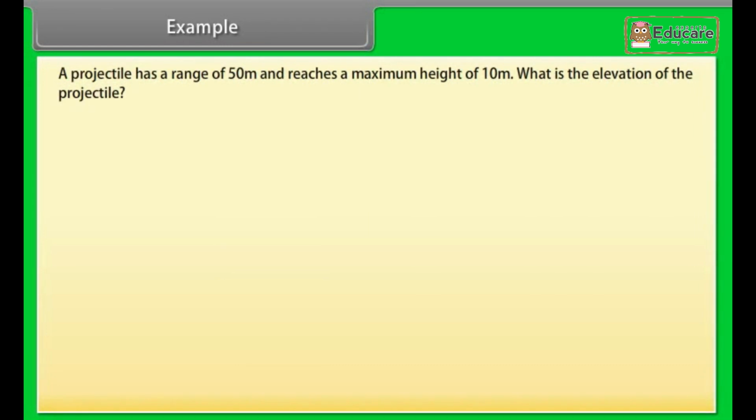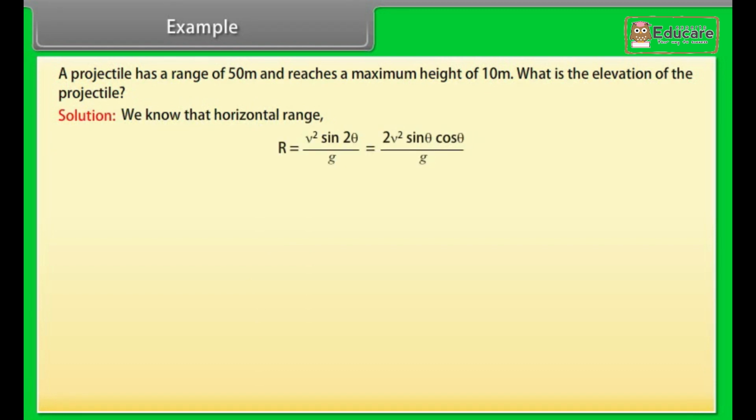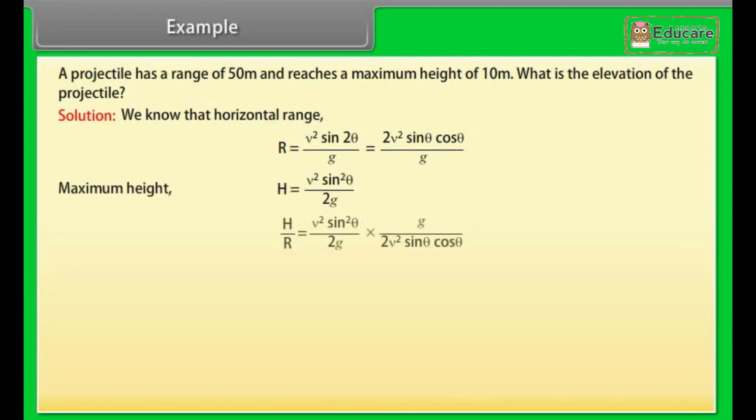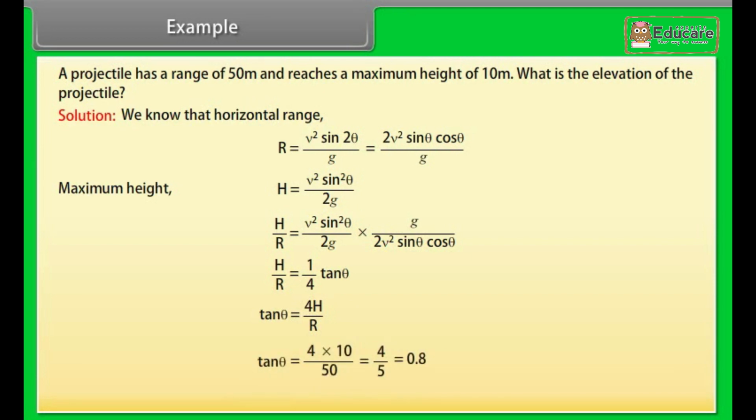Example. Let's take an example of projectile motion. A projectile has a range of 50 meter and reaches a maximum height of 10 meter. What is the elevation of the projectile? Let's see the solution. We know that horizontal range is equal to v² sin 2θ / g. We derive the relation between height and range given by h/R = (1/4) tan θ. On calculating this equation, we get the value of θ equal to 38.66 degree.